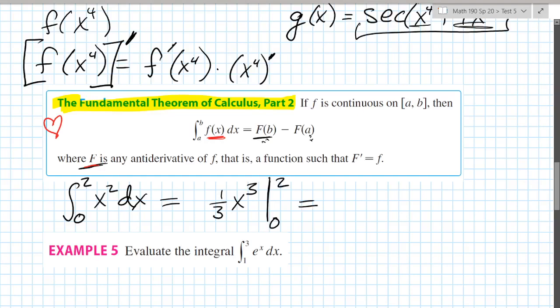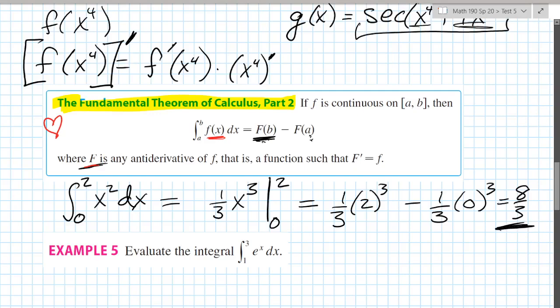So it says use the upper limit first, and then minus f at the lower limit. And 2 cubed is 8. 8 divided by 3 is 8/3. 0 cubed is 0 times 1/3 is 0. And that is way faster than what we did previously using the Riemann sum limit of the sum definition. So this is amazing. Maybe put an arrow through the heart.